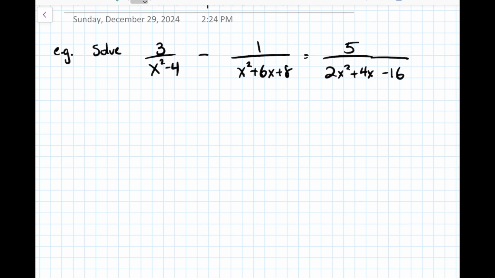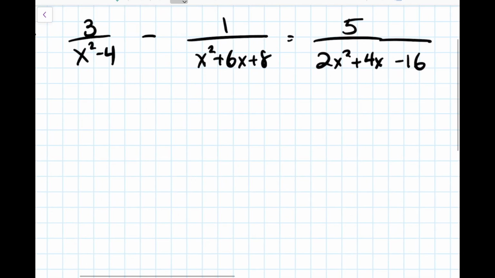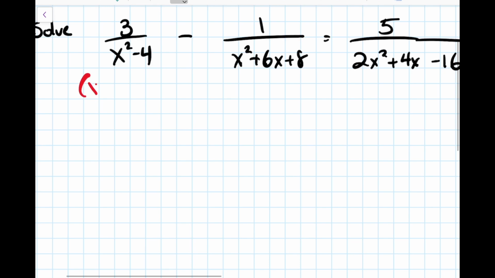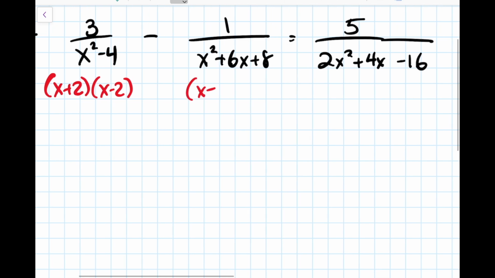So we've already got one up here. 3 over x squared minus 4 minus 1 over x squared plus 6x plus 8 equals 5 over 2x squared plus 4x minus 16. So we're going to go through this whole thing and see how it goes. So the first thing we want to do is to factor these denominators. So that first one is a difference of squares. It's going to factor to x plus 2 times x minus 2. The second one is going to factor to x plus 2 times x plus 4.